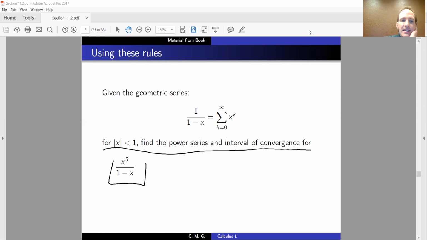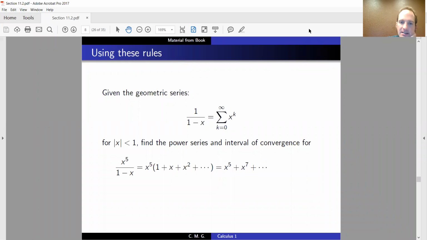We can find then the power series expansion of x to the 5th over 1 minus x. All I need to do is multiply both sides of this equation by x to the 5th. Now, x to the 5th has the property that 5 plus k is positive for any k that I have from 0 to infinity. So this thing is going to satisfy that property that we had in the last slide.